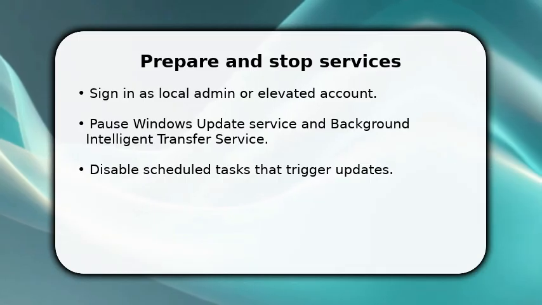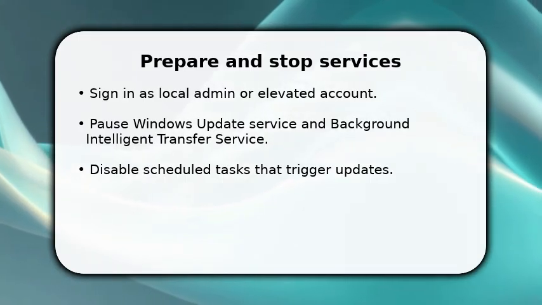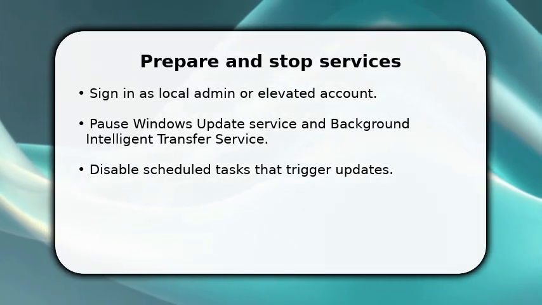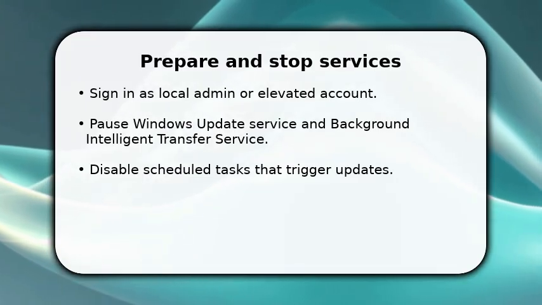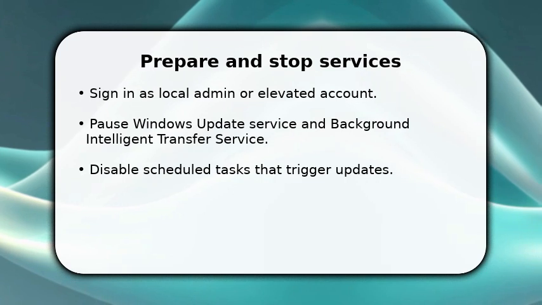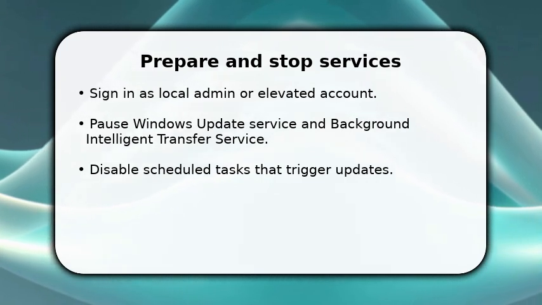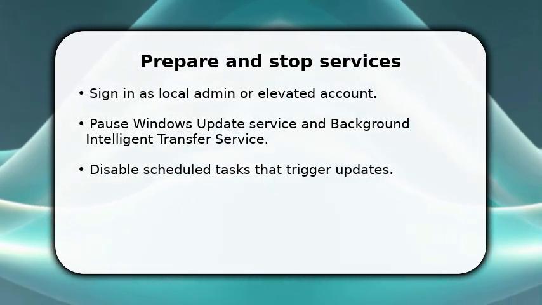While here, open Task Scheduler and disable update-related tasks under Microsoft/Windows/Update Orchestrator and Windows Update. This prevents automatic triggers. Make sure to note each change so you can reverse them later if needed.